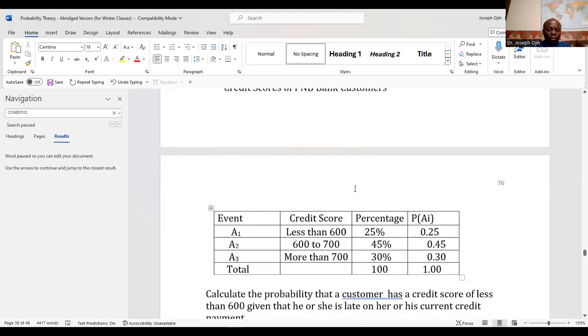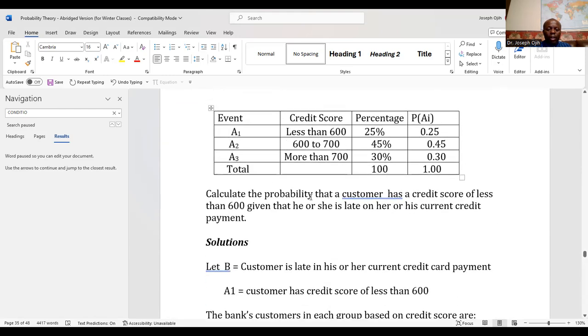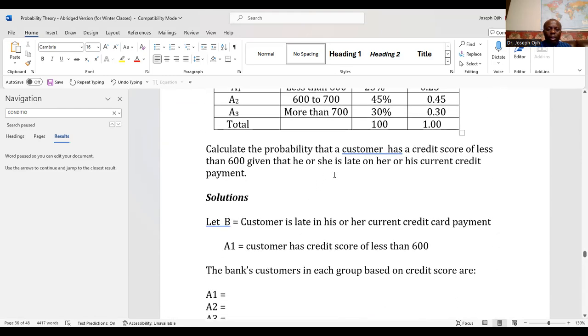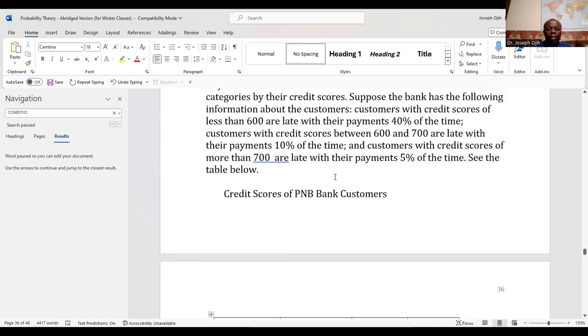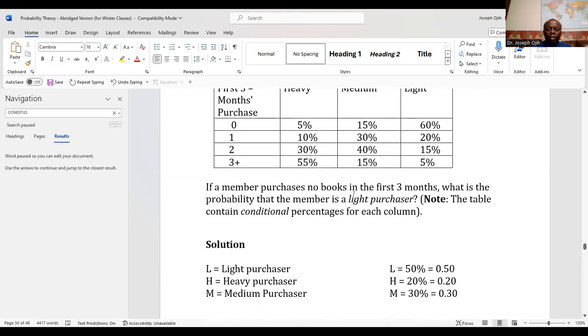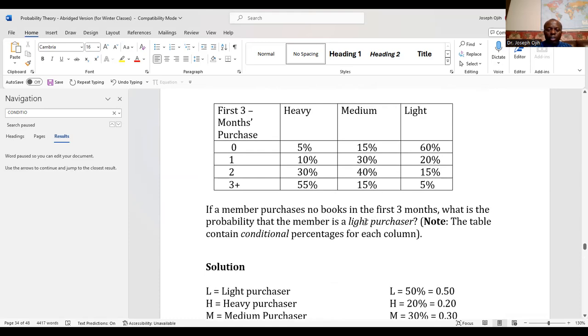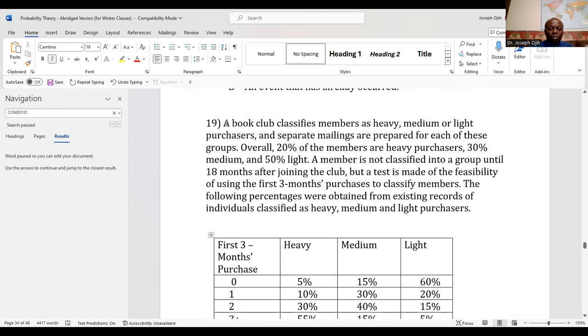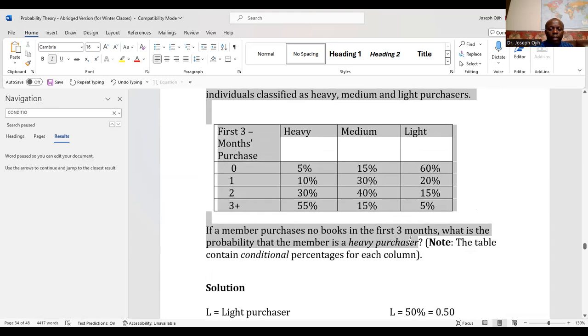Then I'm gonna put the classwork for you. For your classwork, the one I did, say to calculate the probability that the member who purchases notebook in the first 3 months is a light purchaser. Then this one I'm gonna say is a heavy purchaser. Okay, it's the same question, but different: heavy purchaser. So let me copy this and put it on the classwork so that it will be available for you. So this time it is a heavy purchaser we are looking for. I'm gonna put it right there for you.